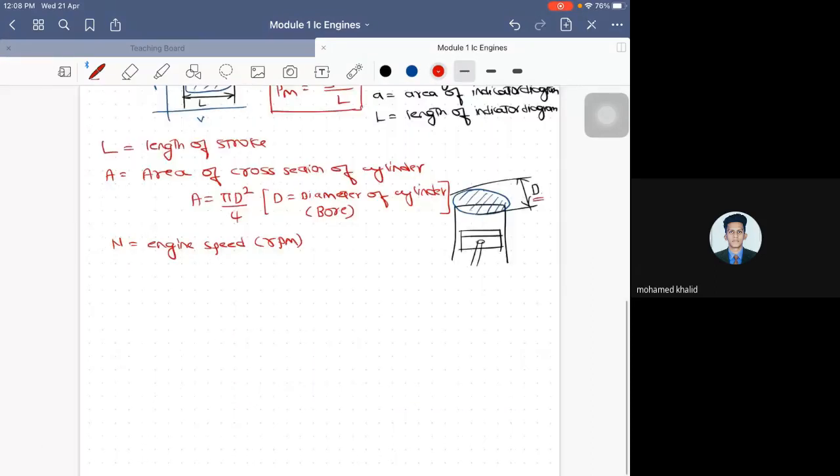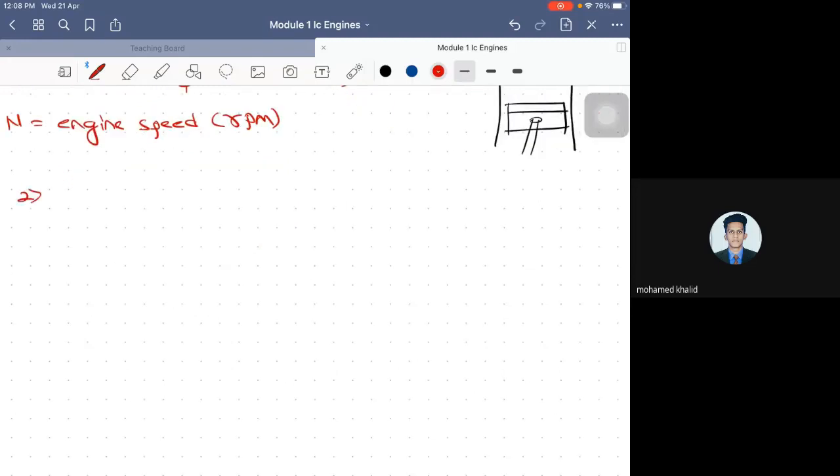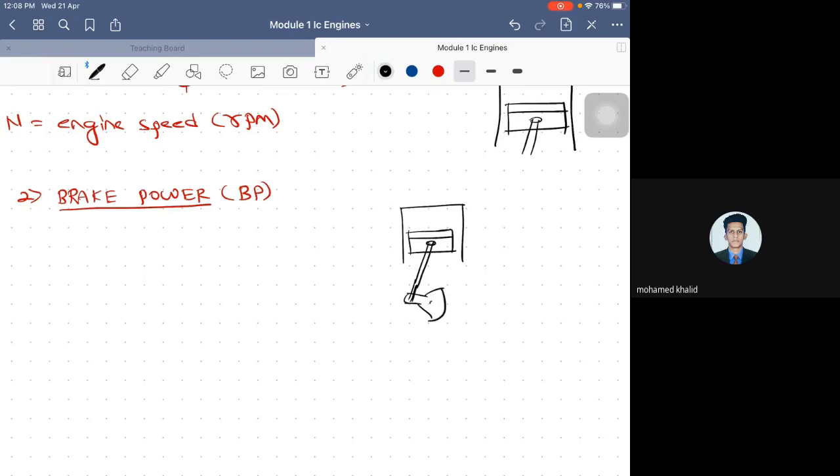Now let us go for BP. Next one is the brake power. So how do you calculate the brake power? First of all, what do you mean by brake power? Let us see. There is an engine cylinder, and there is a piston like this, and this drives a crank. This crank will rotate all the way like this, and it is connected to a shaft, and this shaft would rotate like this, correct? This is how the engine operates, am I right?